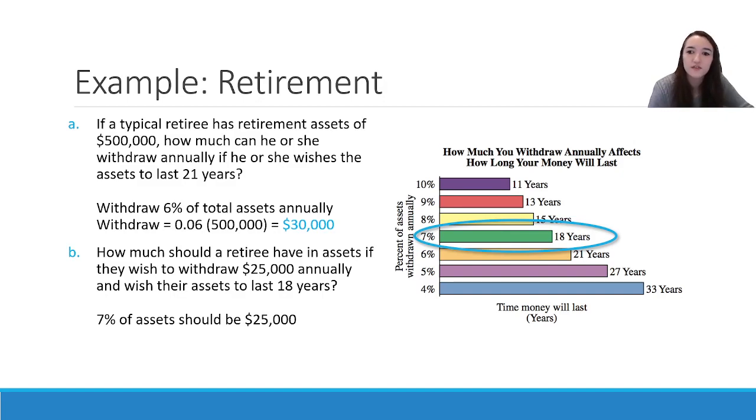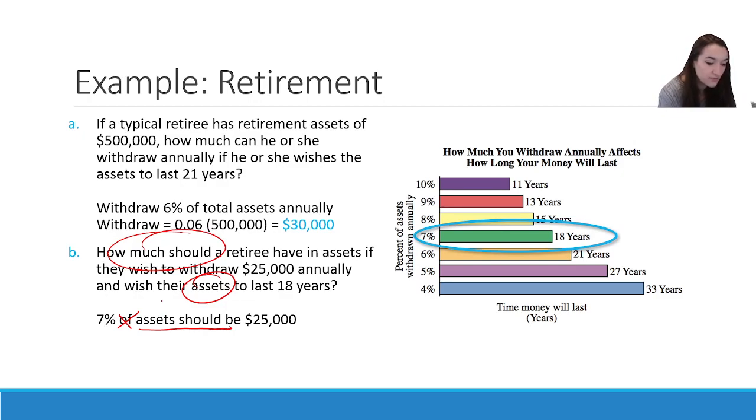So remember I said the of means multiplication. So we can directly translate this statement into a multiplication problem. 7%, which again we're going to make a decimal, so it'll be 0.07. The of becomes multiplication. Assets. We don't know the assets. We don't know what their assets are. That's the question, is how much assets should there be?